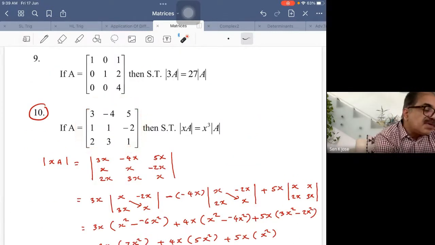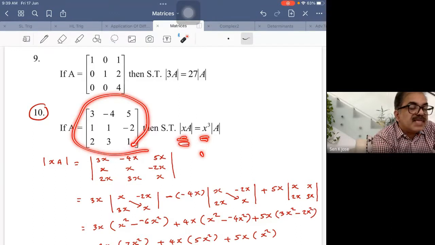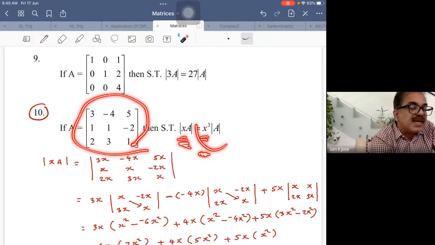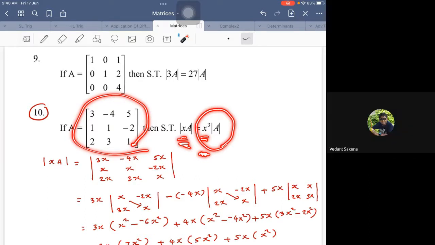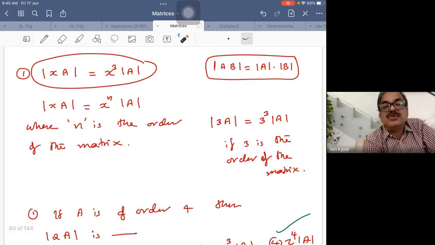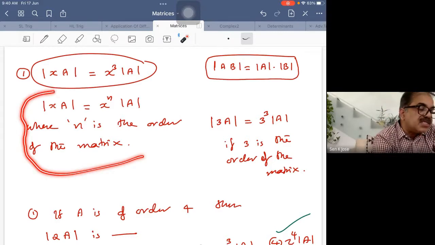Now, what if it was a 4 by 4 matrix? Then when x comes out of the determinant, any guess, Vedant? If it was a 4 by 4 matrix, when x comes out of the determinant, what would have been the right hand side? Vedant? So x to the power 4 into determinant A. If it was order 2, it would have been x squared and so on. So I have the generalized result here.